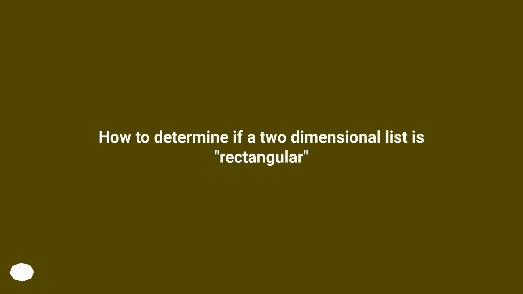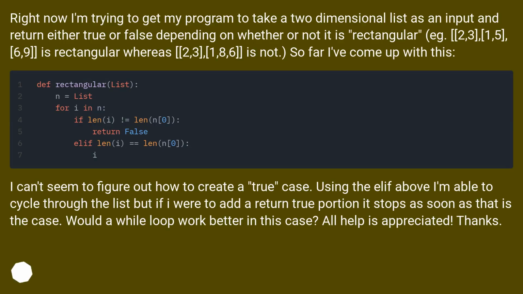How to determine if a two-dimensional list is rectangular. Right now I'm trying to get my program to take a two-dimensional list as an input and return either true or false depending on whether or not it is rectangular, e.g., 2, 3, 1, 5, 6, 9, is rectangular whereas 2, 3, 1, 8, 6, is not. So far I've come up with this.